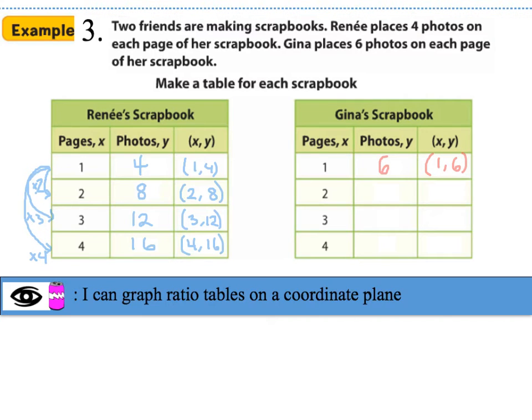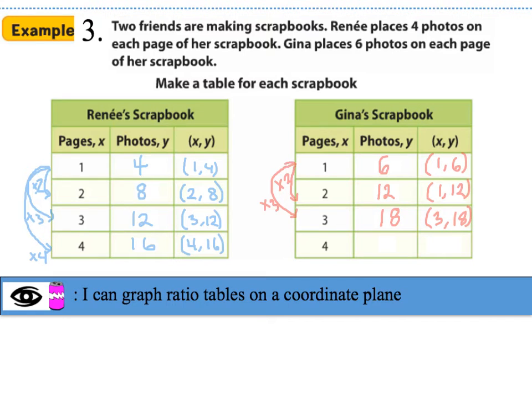Now if I scale forward, I can multiply that by 2. So on 2 pages, she would have 12 photos, and her ordered pair would be 2, 12. Let's scale forward now. So instead of multiplying by 2, we can multiply by 3, so times that by 3. And on 3 pages, she's going to have 18 photos, and her ordered pair would be 3, 18.